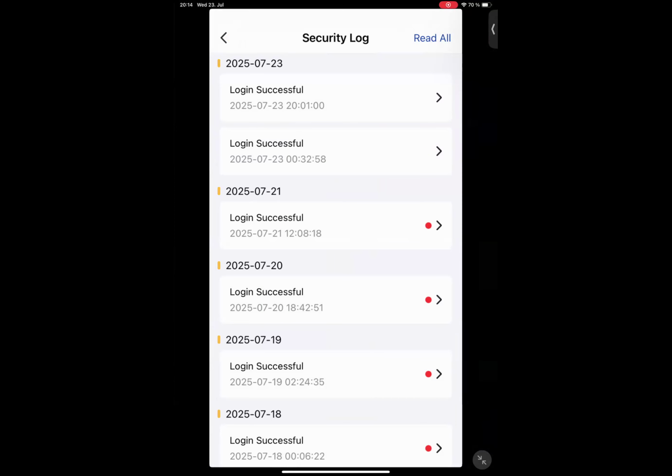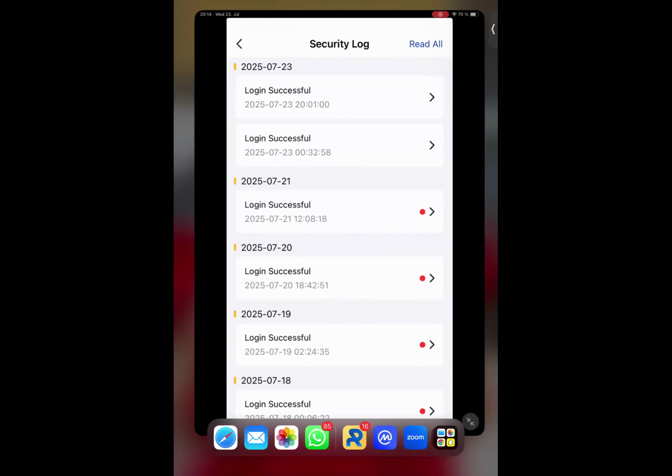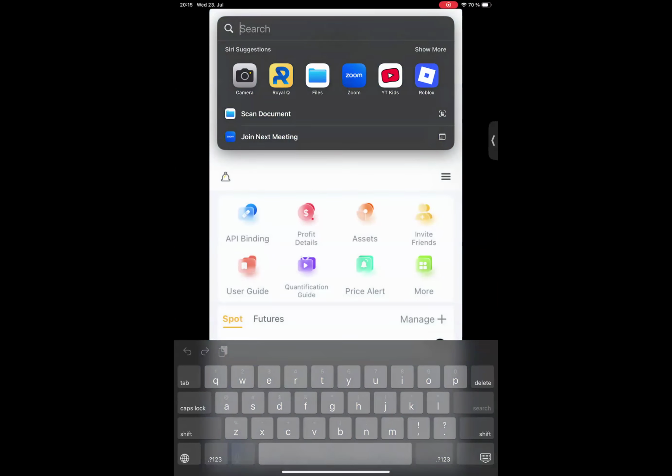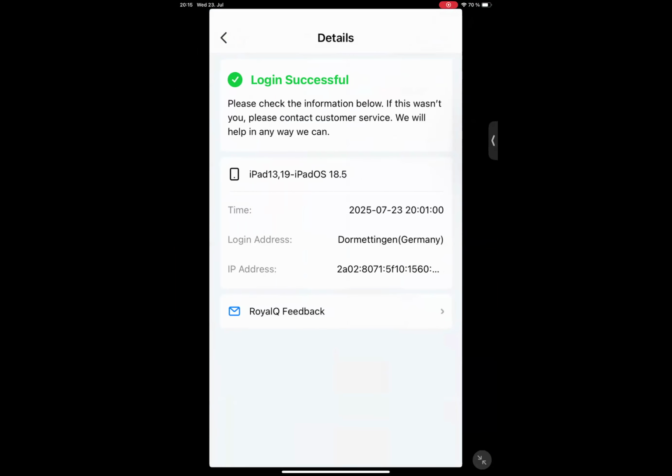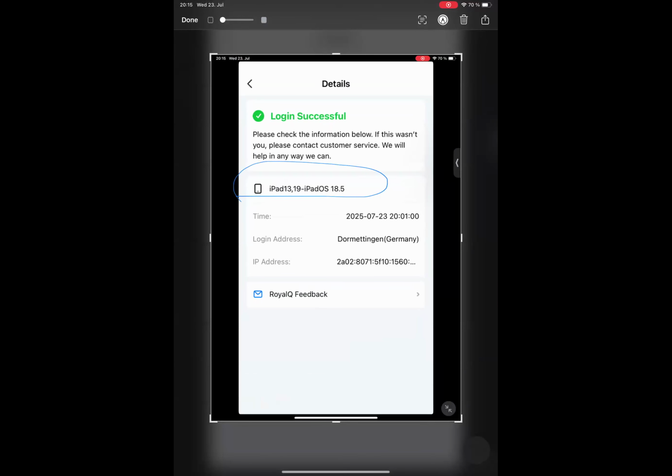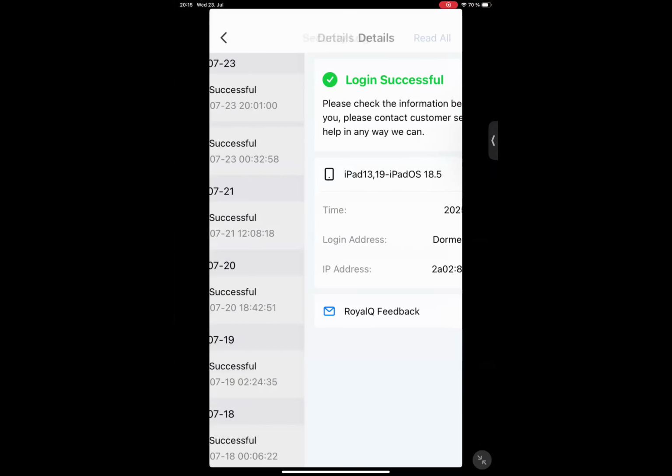Okay, let me open it. Hold on, let me go back again. Hold on, please. Let me relaunch the app. Okay. So you'll be able to see the device one used in logging in and the time you tried to log in. Everything is recorded for your security purposes.